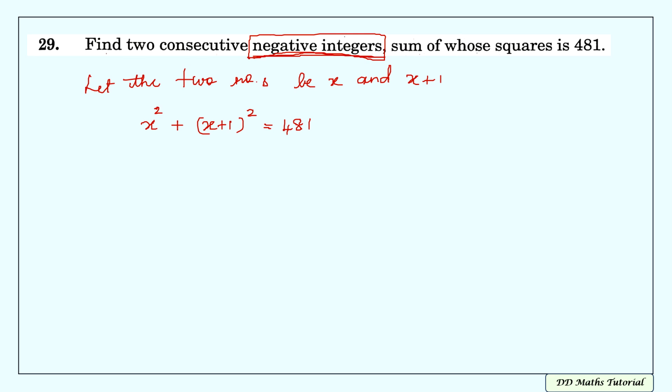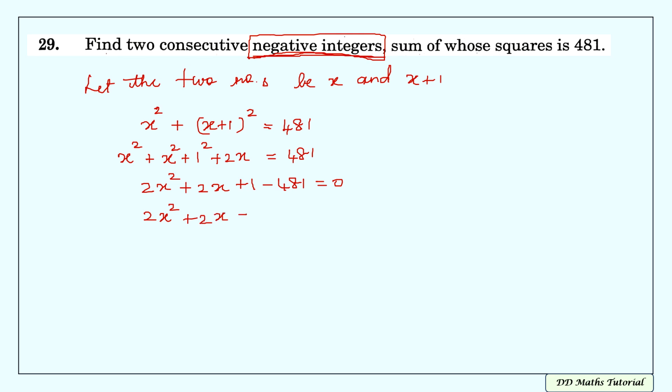We have to simplify it to a quadratic equation. We get it as x square. This can be expanded in the form of a plus b the whole square as a square plus b square plus 2 into a into b, which is 2x, is equal to 481. Now we get it as 2x square plus 2x plus 1 minus 481 is equal to 0. So 2x square plus 2x minus 480 is equal to 0.